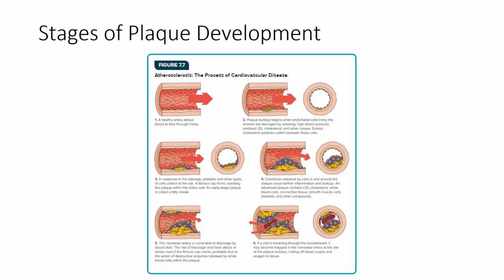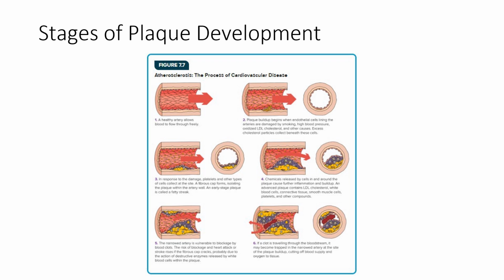This slide right here is really just a visual depiction of the stages of plaque development. In that first picture right up at the top, number 1, we can see that this is a healthy artery that allows blood to flow freely through the artery. And then in that second picture, we can see where that plaque buildup begins to happen when the endothelial cell lining of the arteries is damaged. And this can be done by smoking, high blood pressure, cholesterol, and other causes.